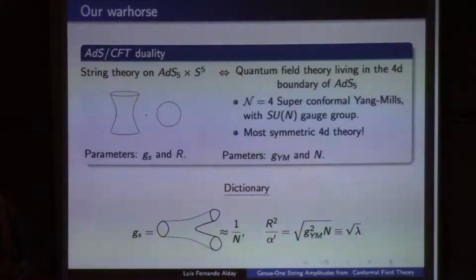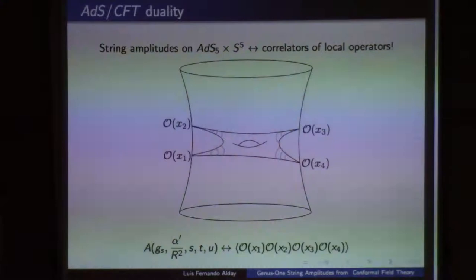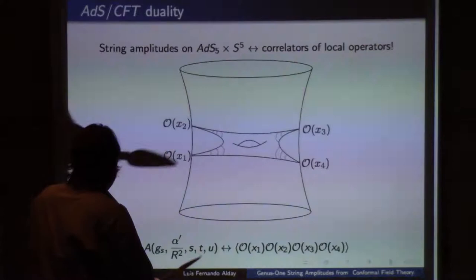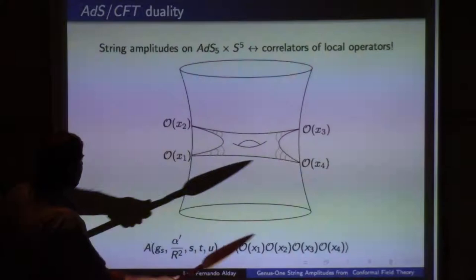Let's try to make the dictionary a little bit more precise. Now, imagine that you want to compute a scattering amplitude on AdS5 cross S5. That's something very hard to compute. And there is a conceptual problem with that, because this is like a box, and in a box, you cannot have asymptotic states. So what AdS/CFT duality tells us is that these string amplitudes on AdS5 cross S5 are dual to some correlator of local operators in the boundary.